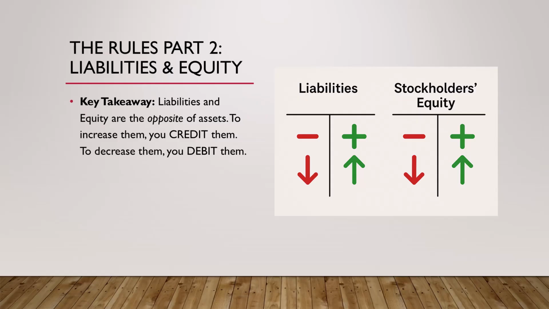Now for liabilities and stockholders' equity. These accounts are on the opposite side of the accounting equation, so their rules are the opposite of assets. As you can see in these T accounts, to increase a liability or an equity account, you credit it. You enter the amount on the right side. To decrease them, you debit them by entering the amount on the left side.